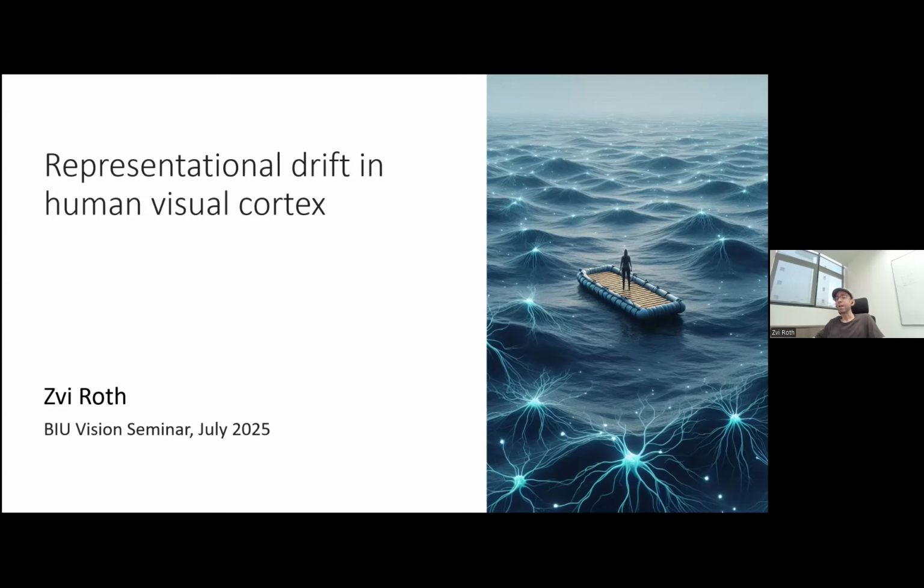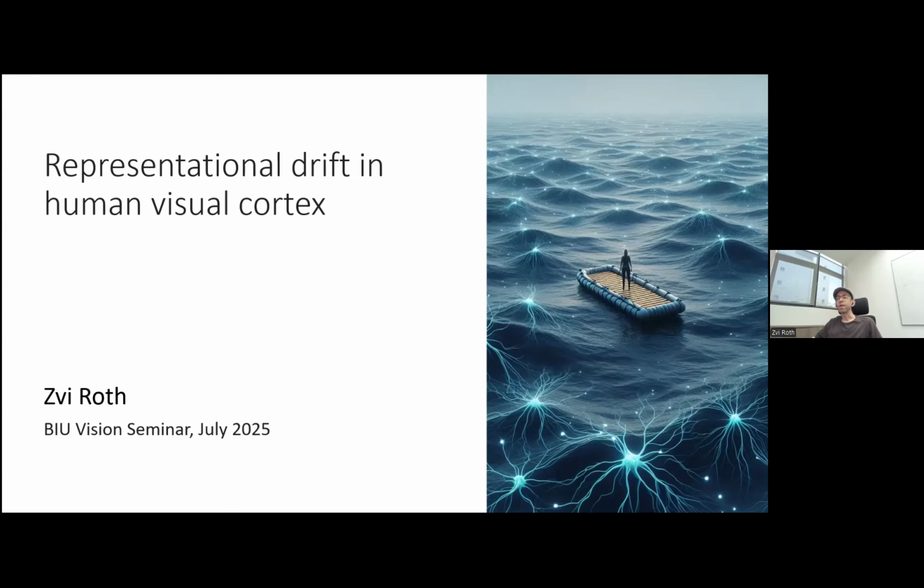This can happen as a result of learning. It might also be the case that changes in the internal state, such as stress or arousal, alter sensory representations. But today I want to talk about changes that seem to be detached from any obvious learning or behavioral changes: continuous changes over long periods of time. This phenomenon is called representational drift.